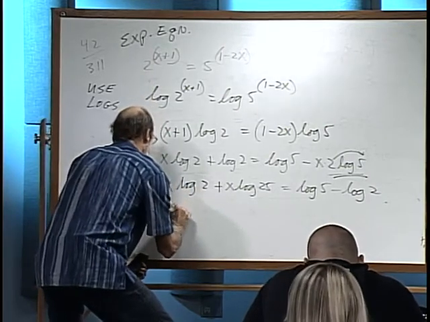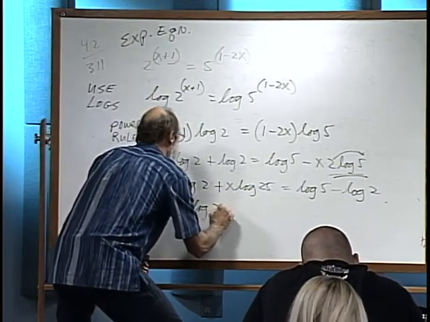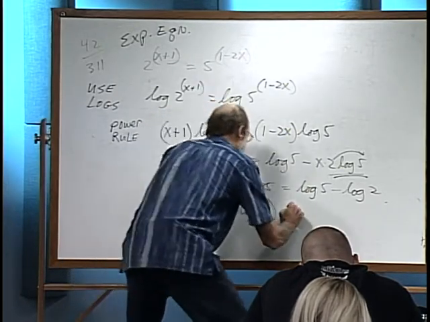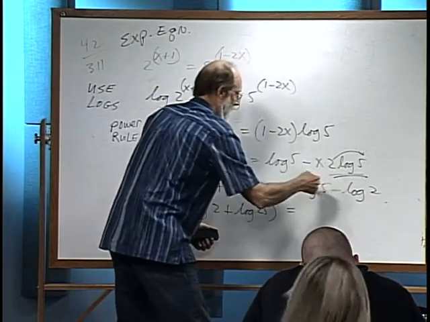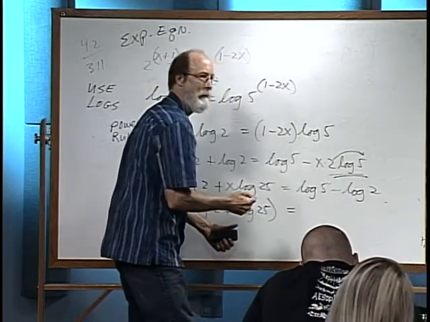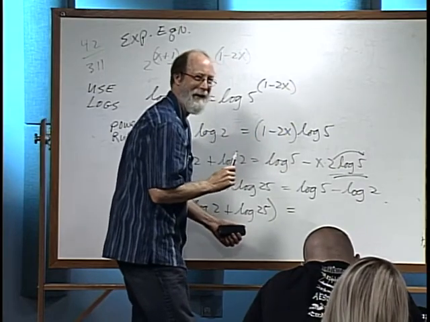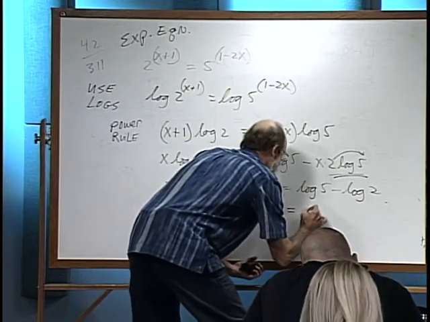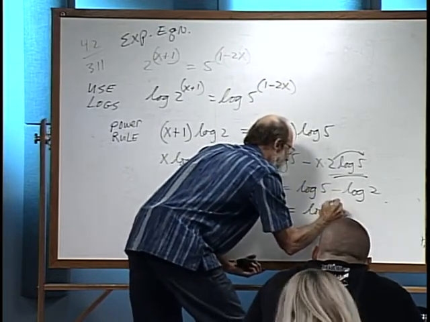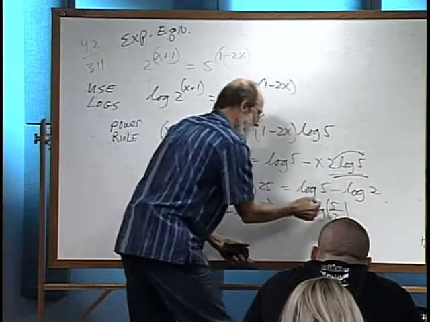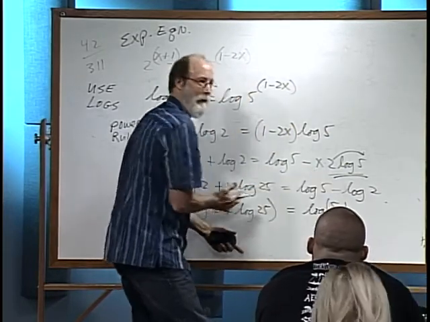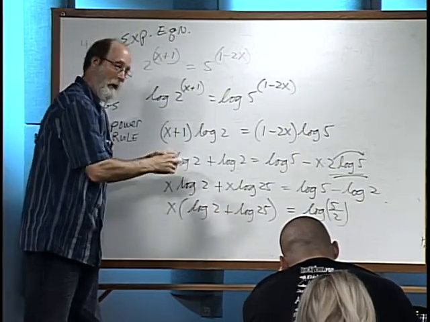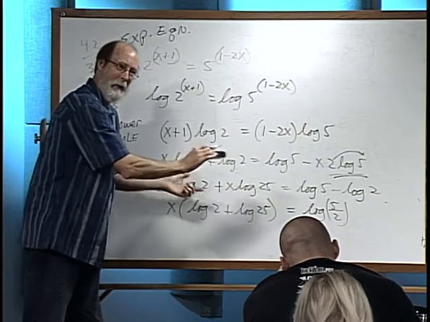Factor out the x, and we're left with log 2 plus log 25 equals over here. What's that collapse into, folks? No, not log of 3, Jerome. We're not subtracting the 5 and the 2. It becomes the log of 5 halves. That's our quotient rule in reverse. With a little bit of practice, you guys can play with these and be pretty good at it.